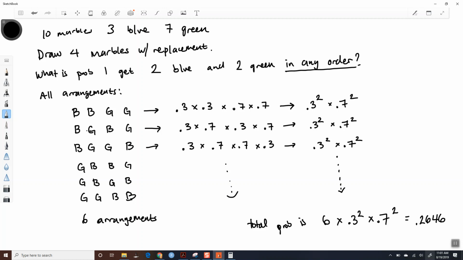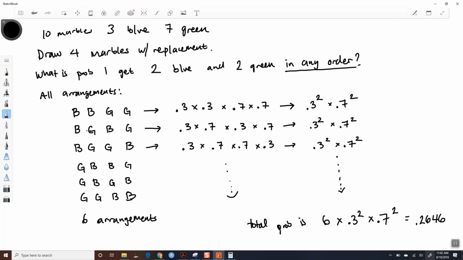So if we said something like you're going to draw 10 marbles, and what's the probability you get 5 blue and 5 green? This suddenly becomes a nightmare, right? Because now you have to think of all the arrangements where you're going to have 5 blue and 5 green. And there's like 252 of them, and you don't want to have to list them all out.